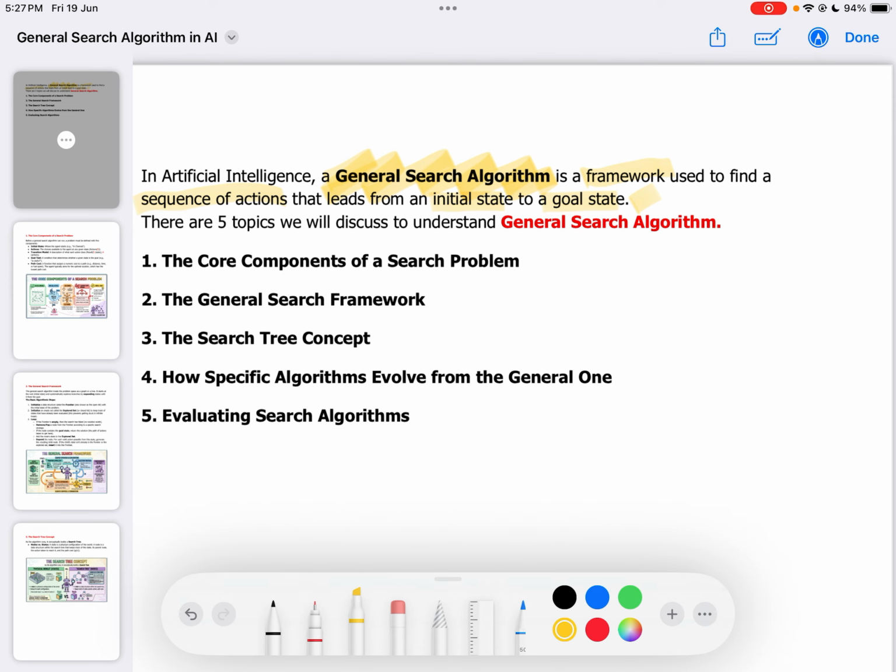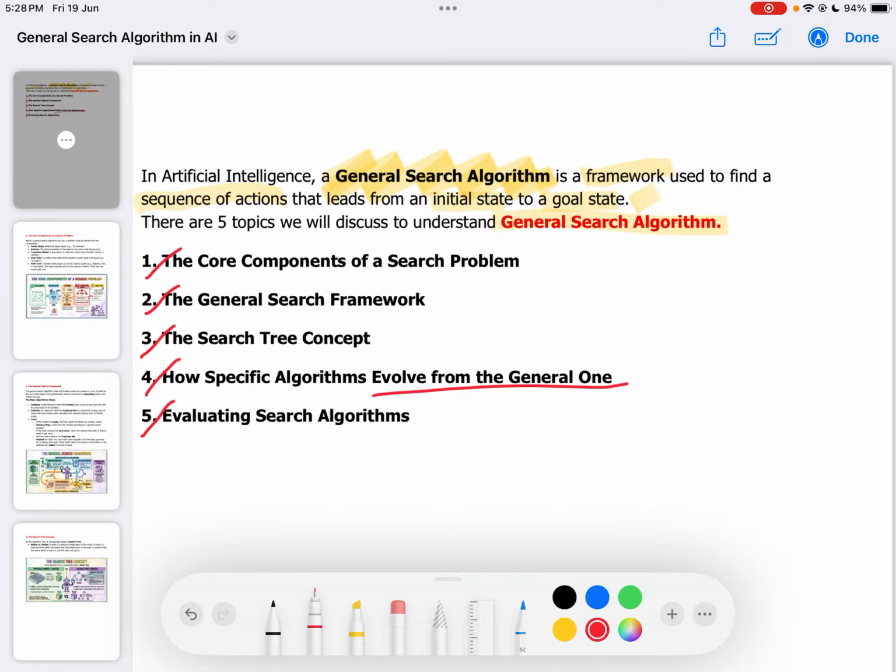Okay, there are five topics that we'll have to understand for the general search algorithm. One is the components that are there in a search problem. Second is what the search framework is. Number three, there is a tree concept that is involved in search. Four is other specific algorithms like breadth first and depth first, which evolve from the general algorithm. Fifth one is evaluating search algorithms.